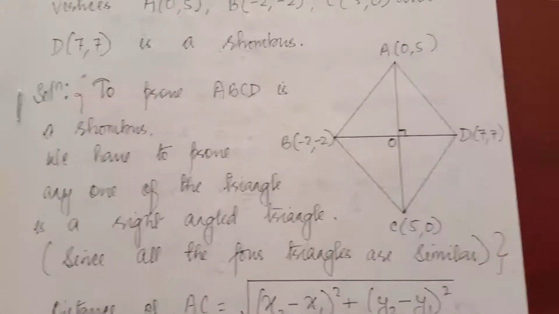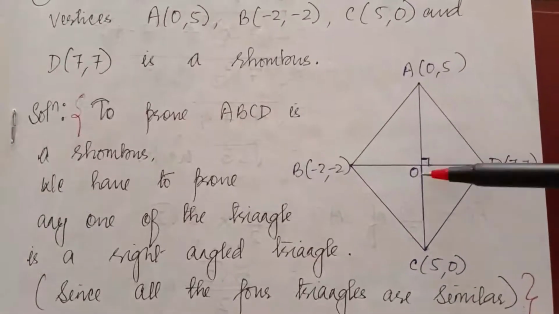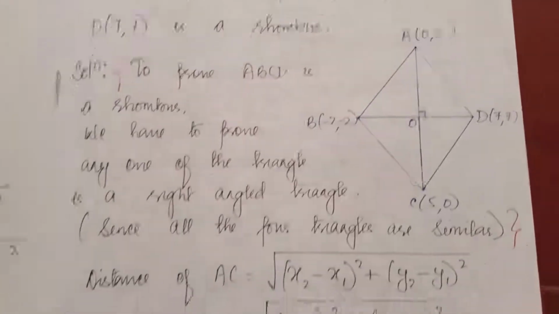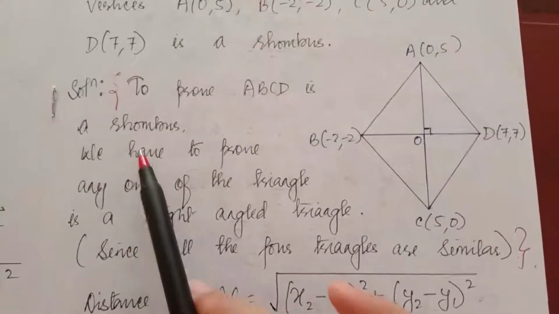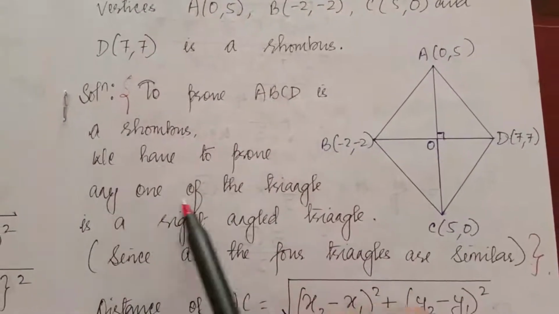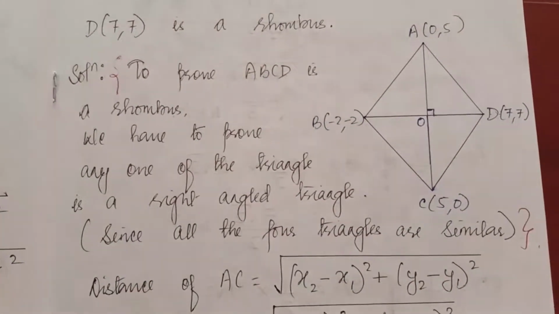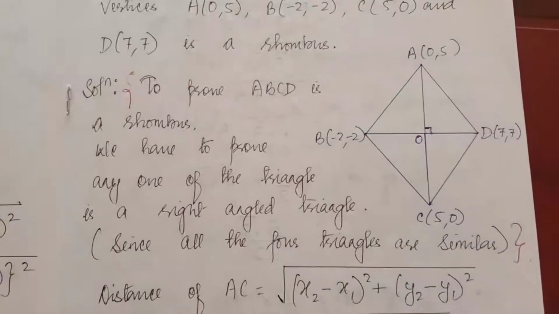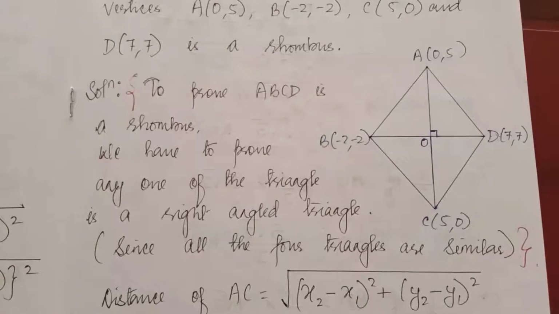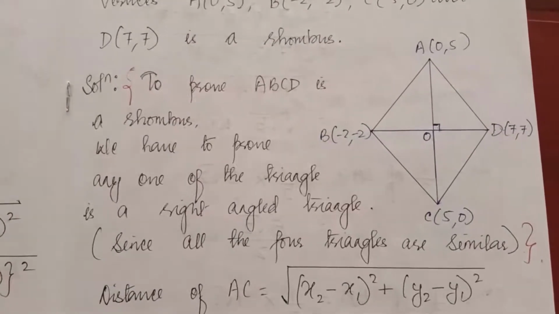So here what we have to prove is, we have to prove any one of the triangles is a right angle triangle. So we will start here. Here I have already written, to prove ABCD is a rhombus, we have to prove any one of the triangles is a right angle triangle, because all the 4 triangles are similar. So you have to take any one triangle and prove it is a right angled triangle.